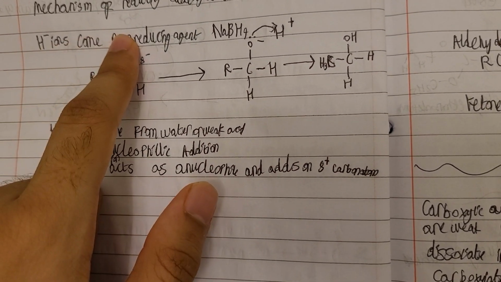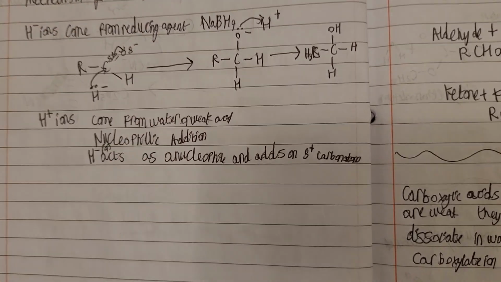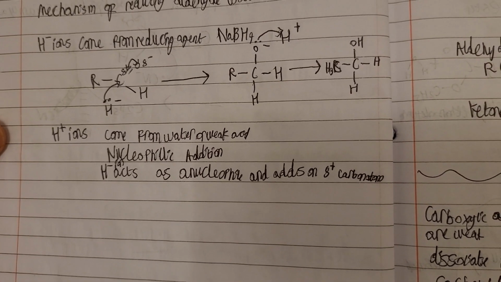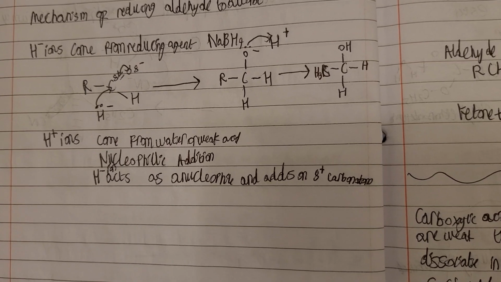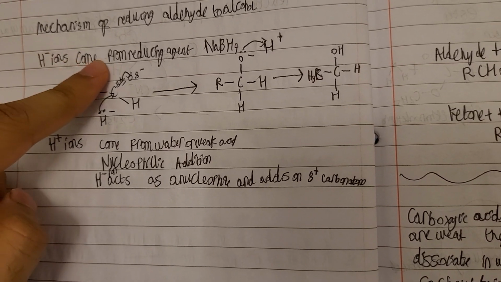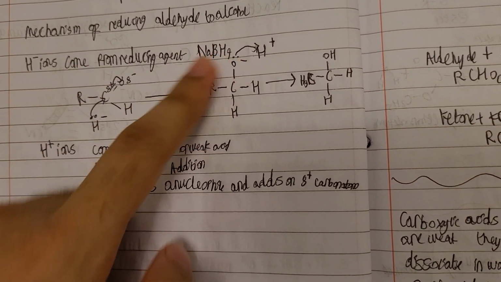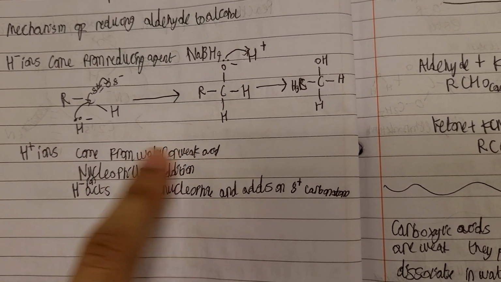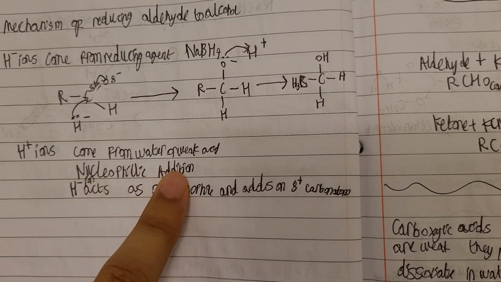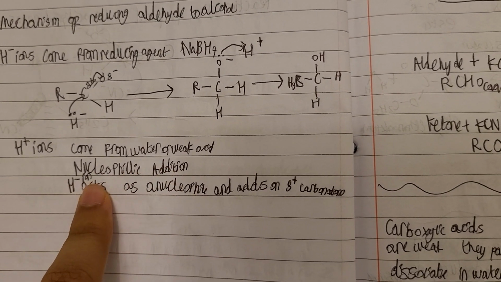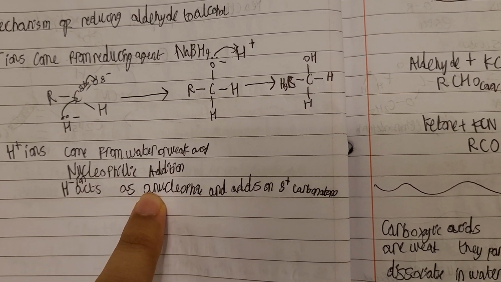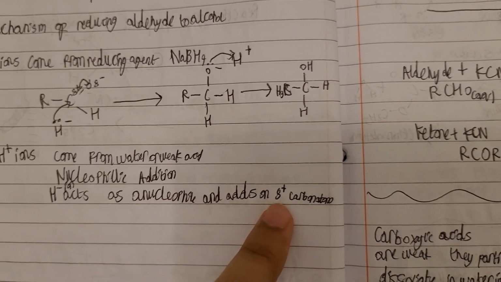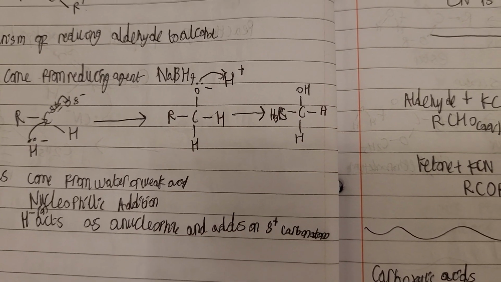So we know that when we're reducing an aldehyde to a primary alcohol, the H- ions come from the reducing agent NaBH4. The H+ ions come from water or a weak acid. This whole thing is called nucleophilic addition, and the H- ions basically act as a nucleophile and add on to the partially positive carbon atom.